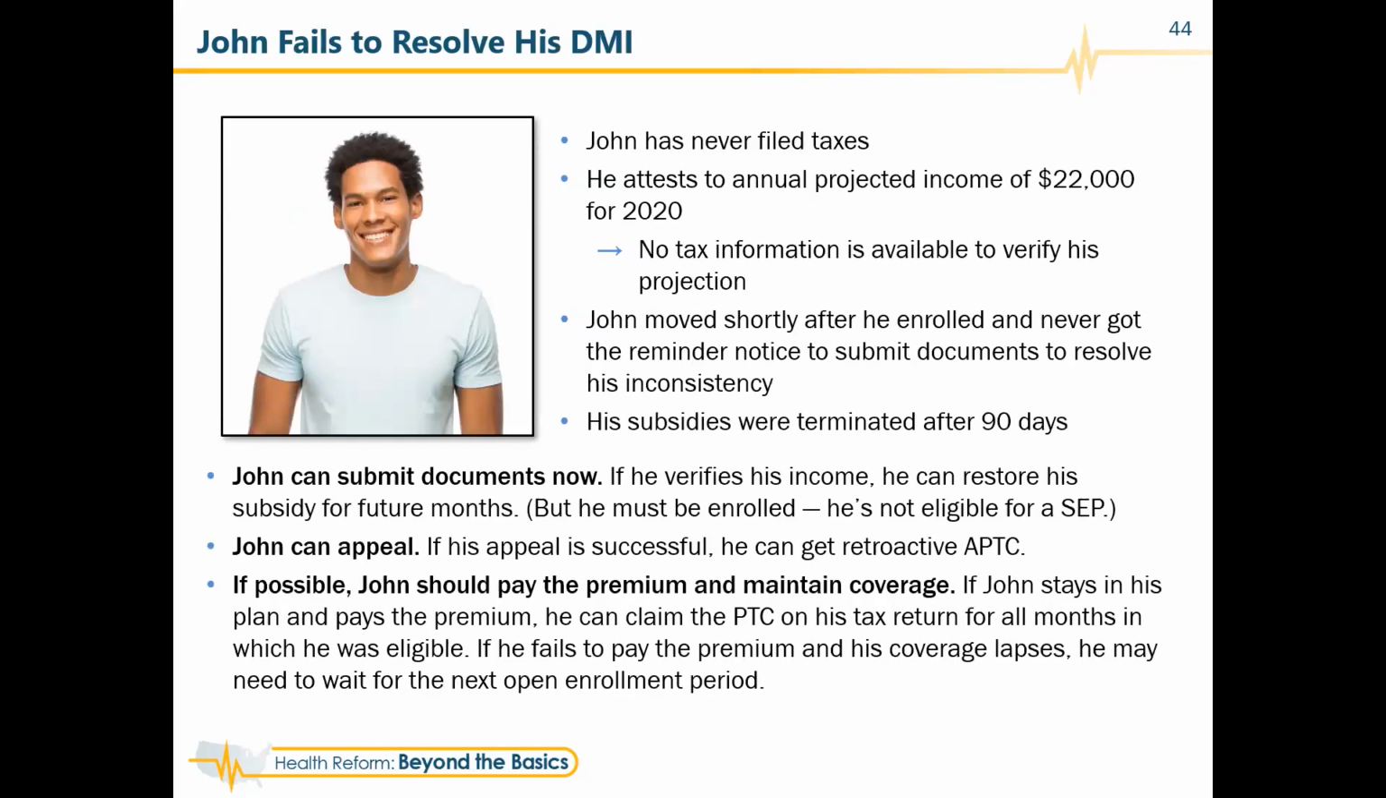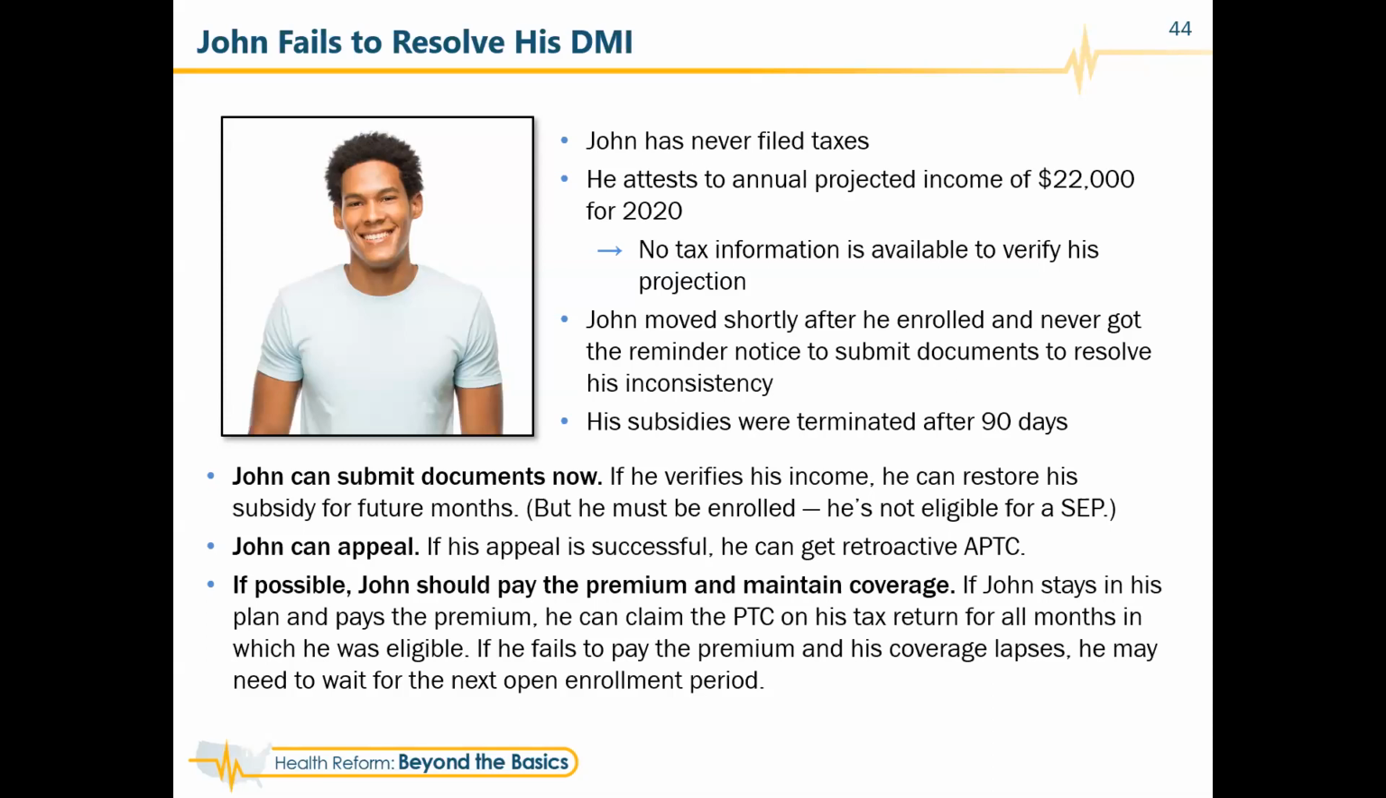So one more example, I think. John has never filed taxes. He's a newbie, and he's attested annual projected income of $22,000 for 2020, but there's no Hub information because he's never filed taxes. And for whatever reason, dubious or not, he did not get the frequent reminders from the marketplace that he needed to submit documentation. And so he comes to you after his subsidies have already been terminated.